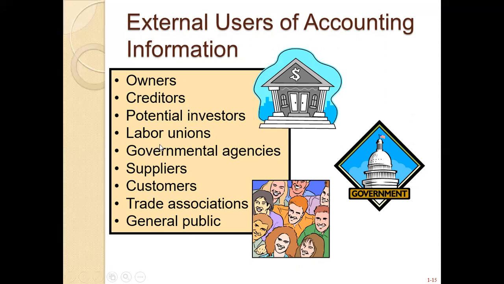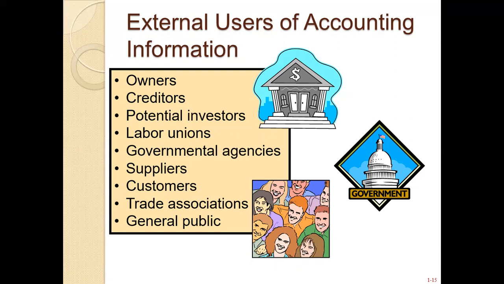Labor union, simple. They want to see the accounting information because they care about the company relationship. They want to make a good relation. If the company pays their labor on time, then the labor union watches the company's progress. Do they pay easily or not?